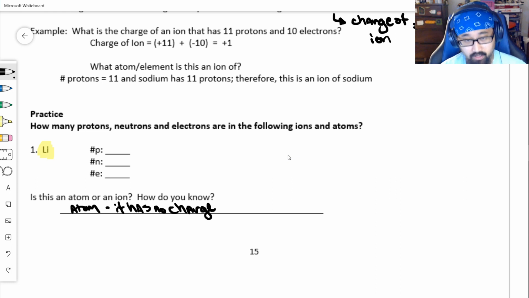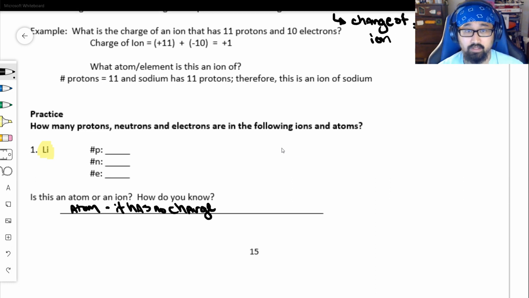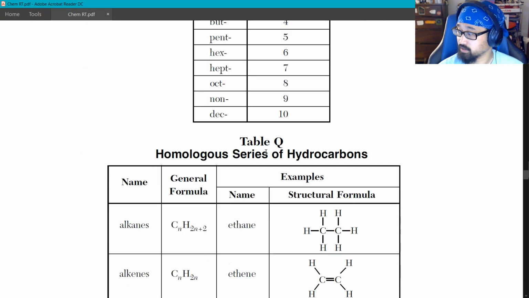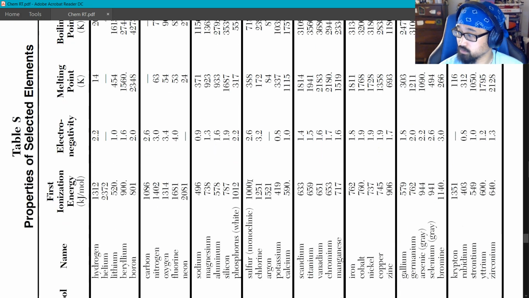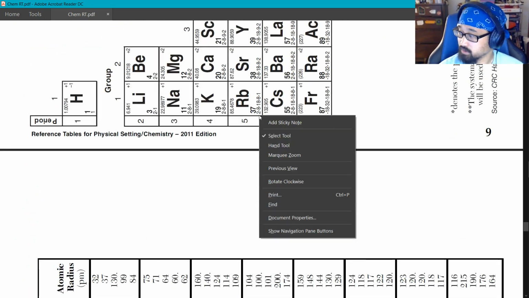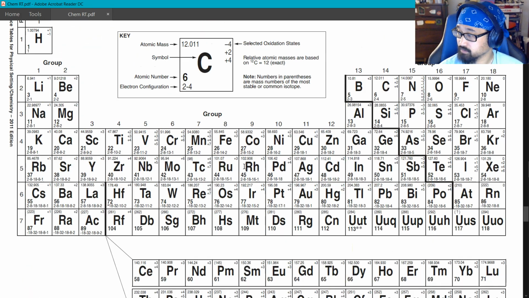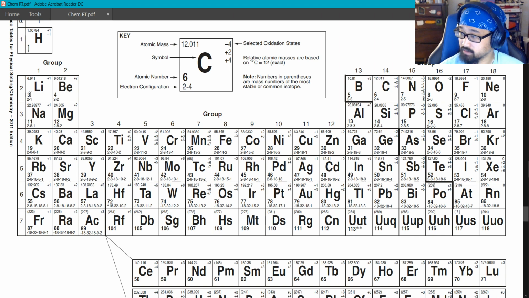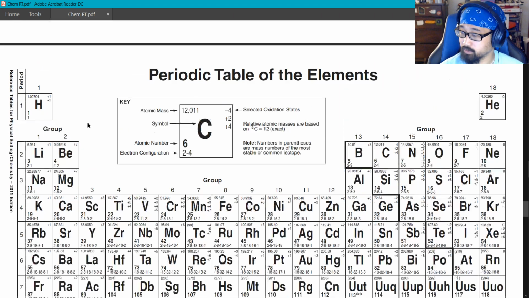All right. At this point, in order to identify the rest of this, I'm going to need a reference table. And I'm going to need to go all the way down to the periodic table. So let's take a look. Lithium. No, is it lithium? It is lithium. Li. Right. So Li, lithium, has an atomic number.